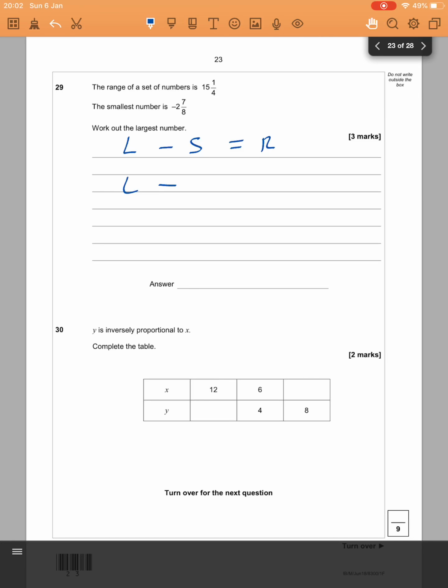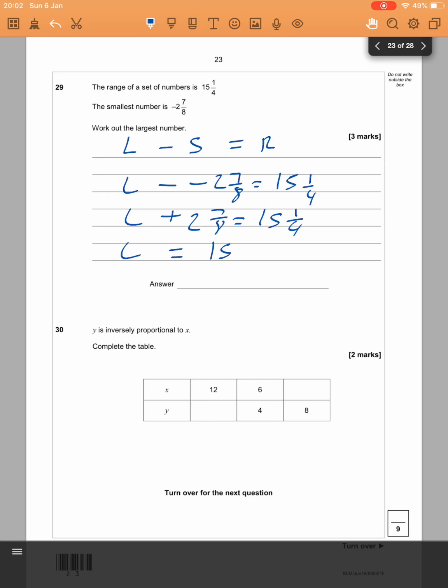We have the smallest number, that's -2 7/8, and it equals 15 and 1/4. So 2 negatives right next to each other make a positive. So the largest plus 2 7/8 is 15 and 1/4. We want to rearrange everything so L is on its own. So I'm going to remove positive 2 7/8 by taking away 2 7/8.